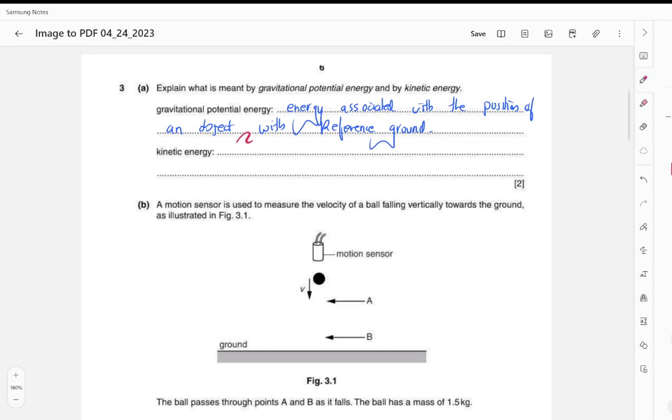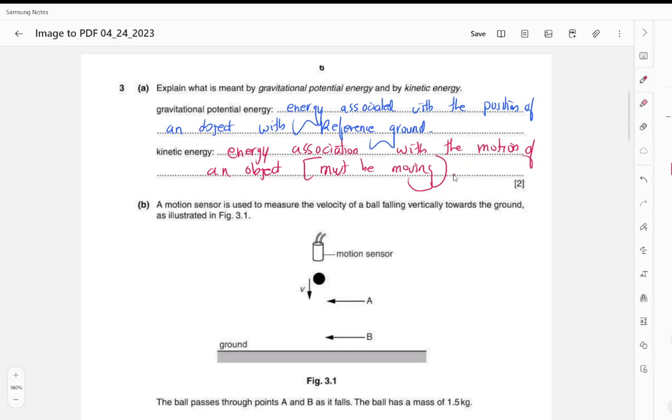Kinetic energy is the energy associated with the motion of an object. It must be moving. Okay, ये भी हो गया. Next step.